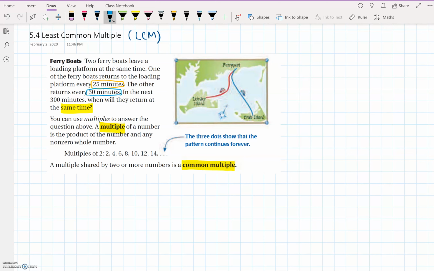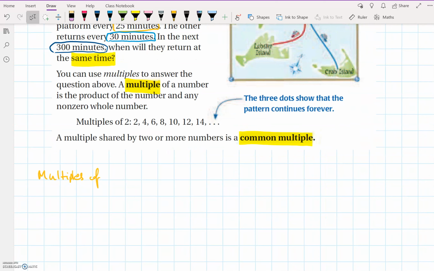So here's the first method to doing it. I can simply list out all possible multiples of 25 and 30 up until the multiple 300. So let's see what that actually looks like. First, I want to find multiples of 25. Well, what are some multiples of 25? 25 times 1 is 25. Times 2 is 50. So I'm going to keep listing them until I reach 300.